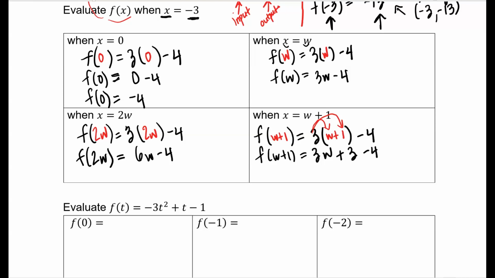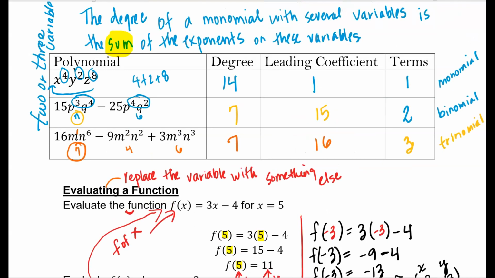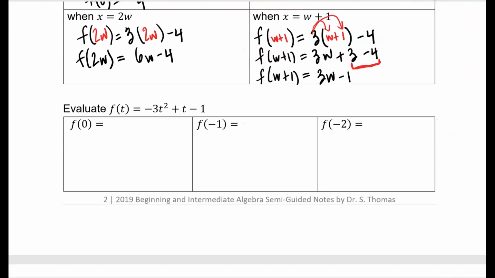Then don't forget the minus 4. So f of w plus 1 equals 3w minus 1. Why? Because 3 and minus 4 are like terms, right? They're just plain constants that we can work out.